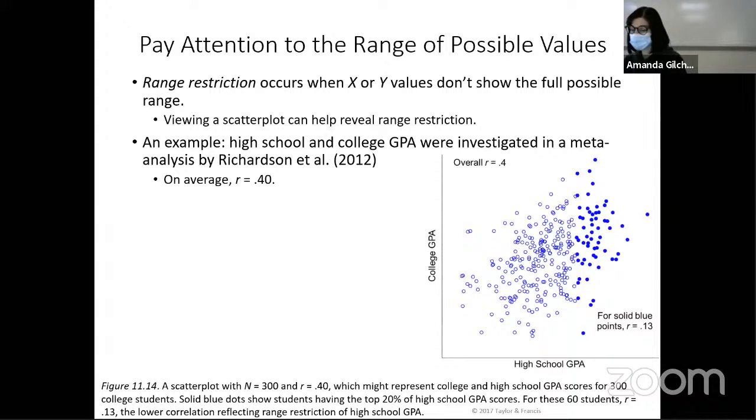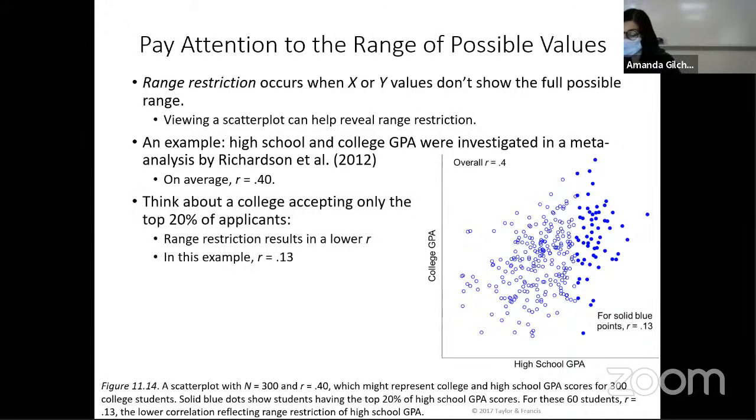So here's all of the data right here. This is why we get 0.4. There's a lot of scatter here. Now, here's what's interesting. If we only look at the correlation of students who were basically the top 20% in their class, that correlation disappears. The correlation between high school GPA and college GPA is only about 0.13 at that point. And this is what happens with range restriction.